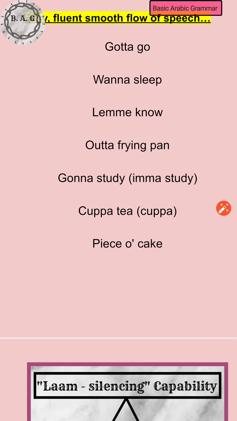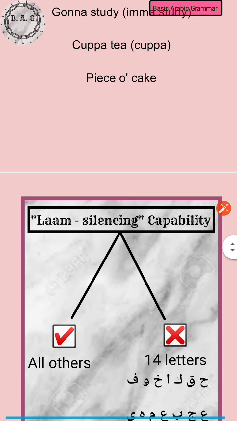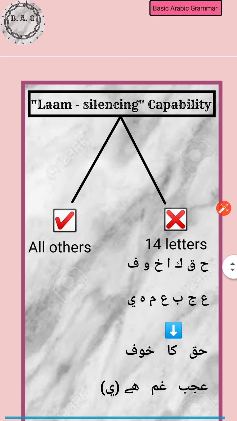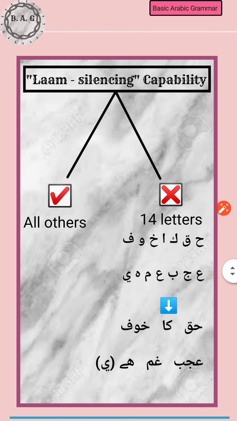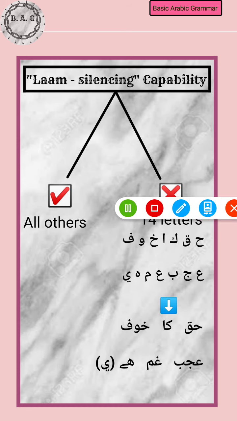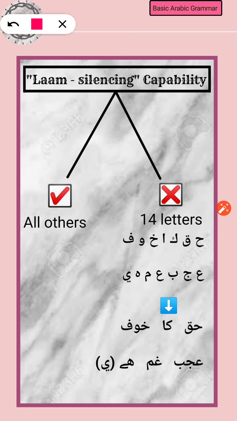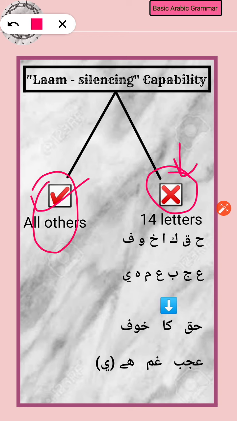So let's get right into it. I've made a nice little table over here which says Lam silencing capability of some letters. Some letters have this capability while others do not, and we're going to study this. So this one would be done automatically. Okay, so let's proceed with this.